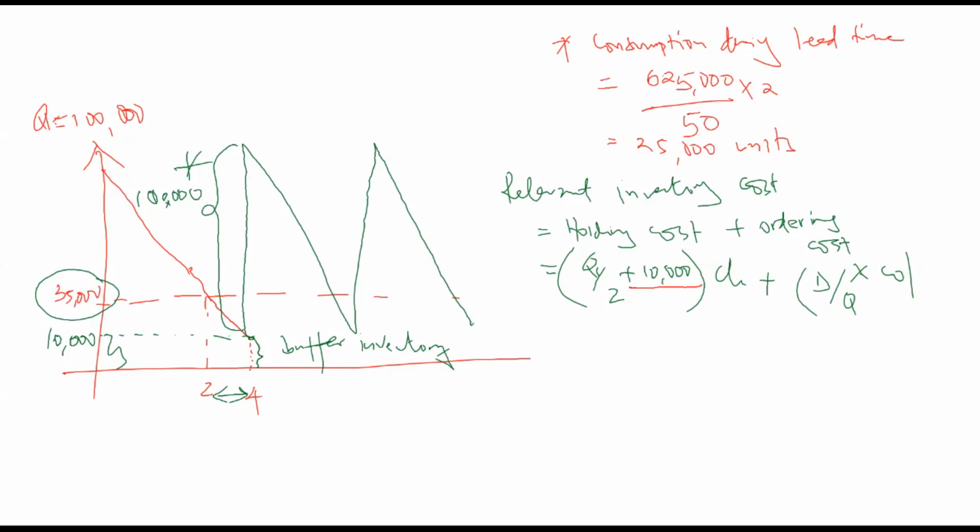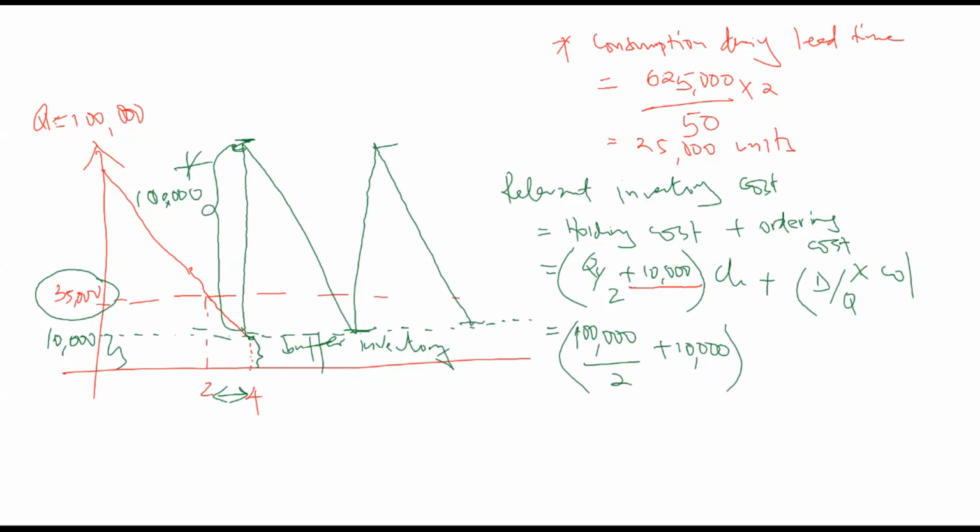So the cost of the current policy, Q, is 100,000 divided by 2, plus the buffer or the minimum stock level, 10,000. Don't forget, for the 10,000, you don't divide by 2. Why? Because it is 10,000 throughout the year. It is not increasing or decreasing. It is the same throughout the year. But for the 100,000, you divide by 2 because it is 100,000 here, then back to 0. That's why you divide by 2. But the 10,000 is a minimum. It doesn't change for the entire year.